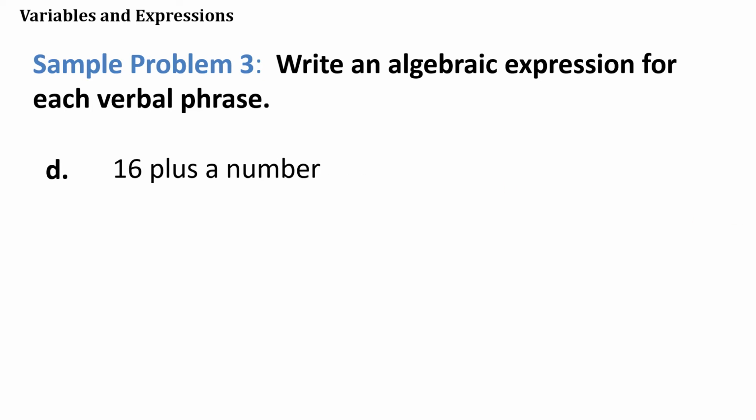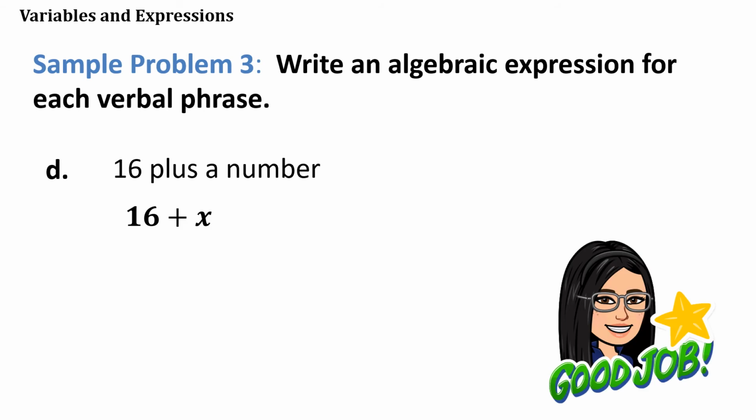How about this example? It says 16 plus a number. How will we write that one? Again, you can pause this video at this point and check out the answer in the next slide. So 16 plus a number is just simple. We just write the number 16 and we're going to add it to a variable because it's an unknown number. And again, I use the variable x. You can use any variable that you want. And if your expression looks something like that, then good job.